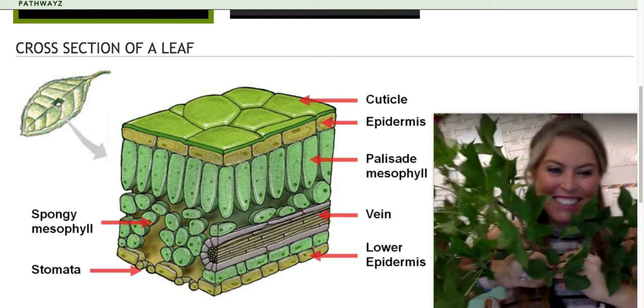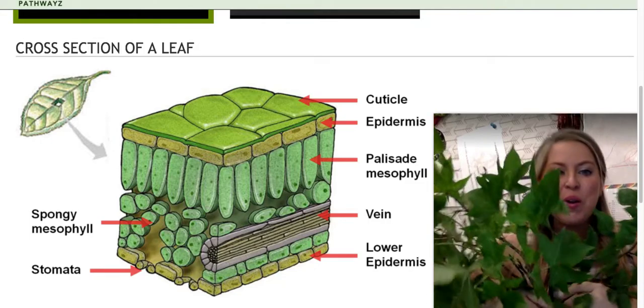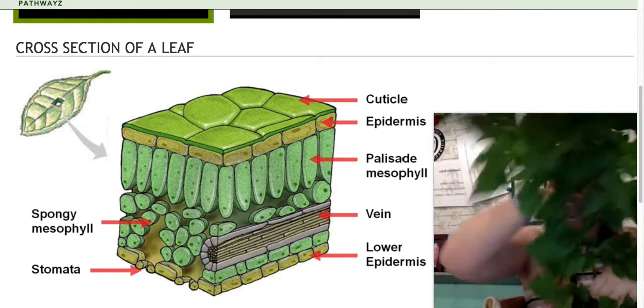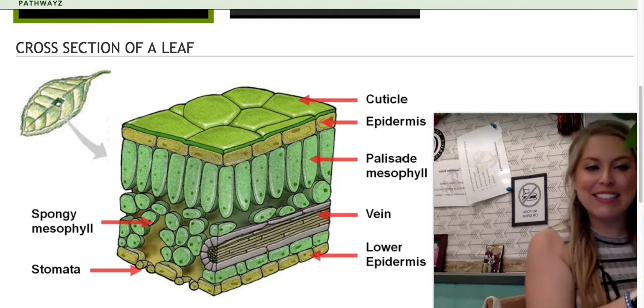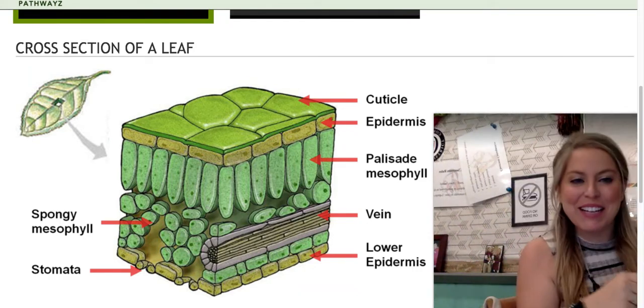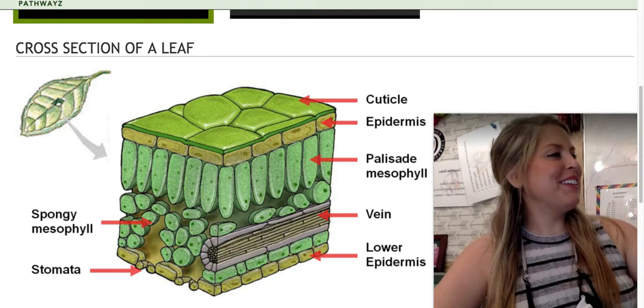Hey y'all, I wanted this to be dramatic. We're talking about leaves today. I wanted to bring some nice props. Went and cut these from the back of the school just a second ago.